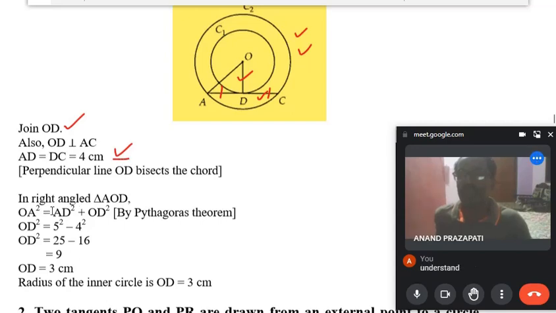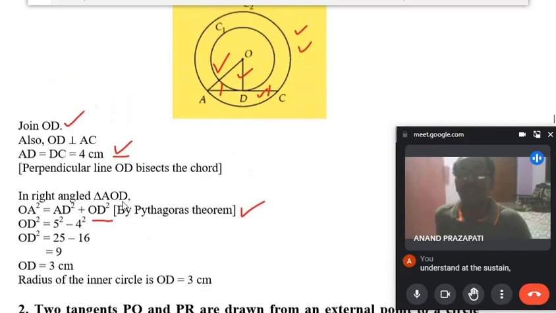In right angled triangle AOD, OA is the hypotenuse, and OD and AD are perpendicular and base respectively. So we consider in this triangle, OA square equal to AD square plus OD square. We applied here Pythagoras theorem or Pythagorean triplet. Hope that there is no problem to understand at this step.